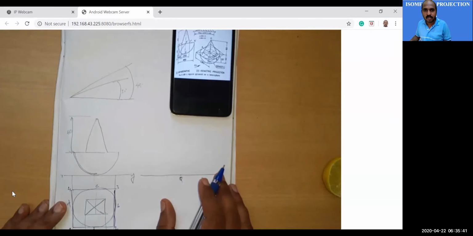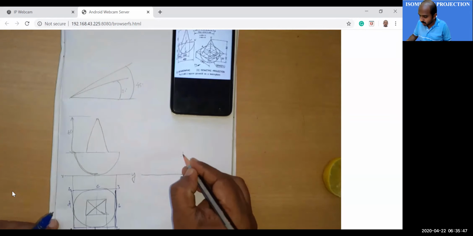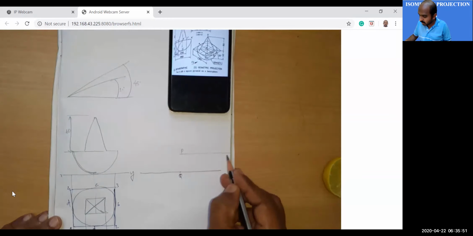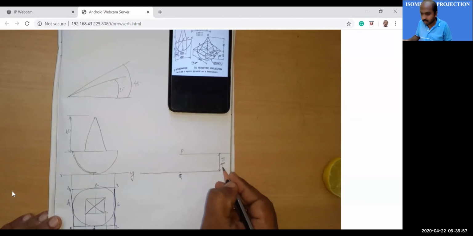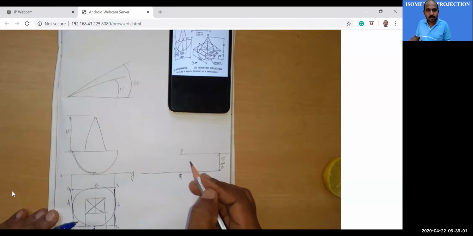So the isometric length corresponding to 40, which is smaller than the original height. So you can locate P here, and this height is equal to the isometric length of 40. Then through this is P.